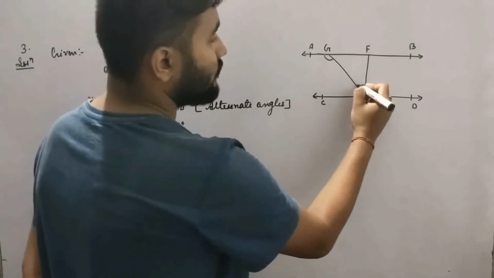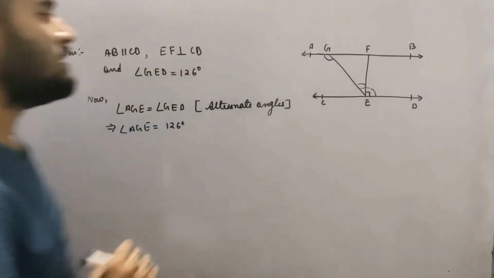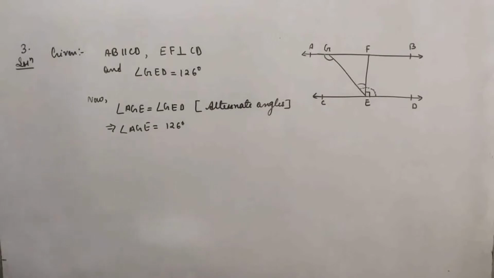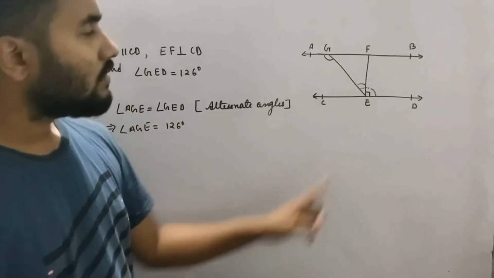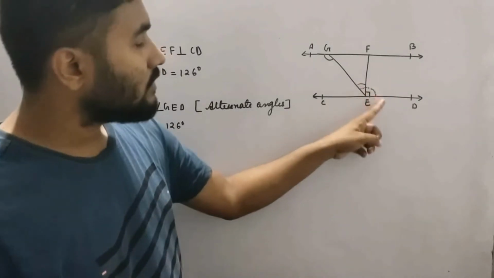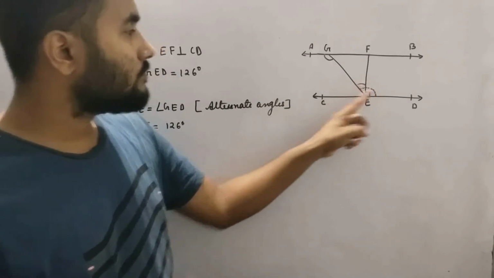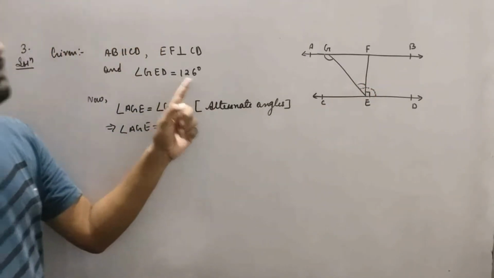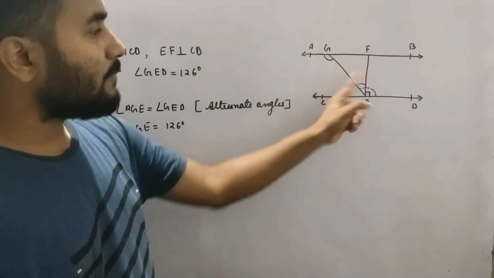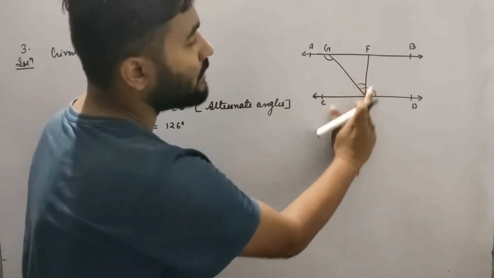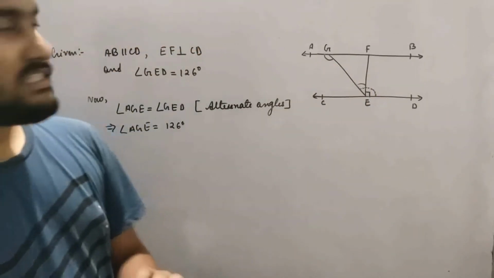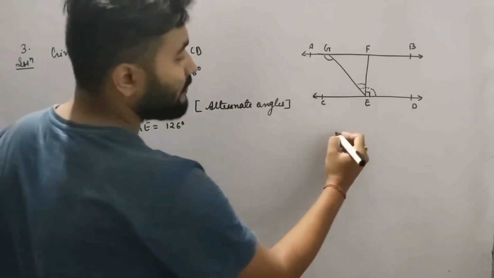Which is angle GEF? Okay, this angle now you have to find. This angle is what? Angle GEF. So how we will find? So very simple. This complete one is what? This complete one is GED, right? 126 degree. So from this complete, if I subtract this part, what will remain? Angle GEF will remain. See, I am simplifying the diagram.